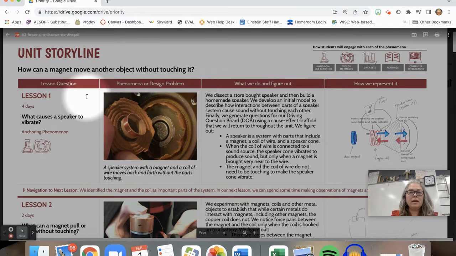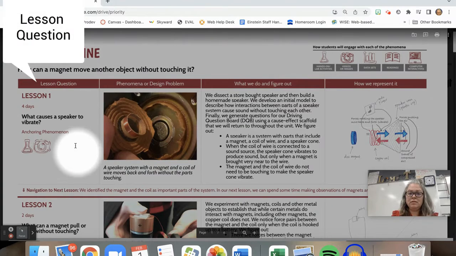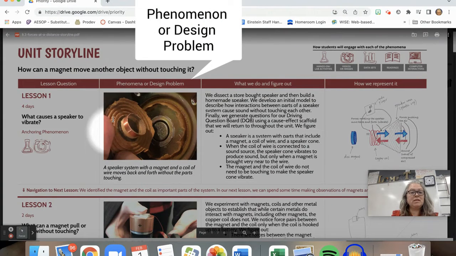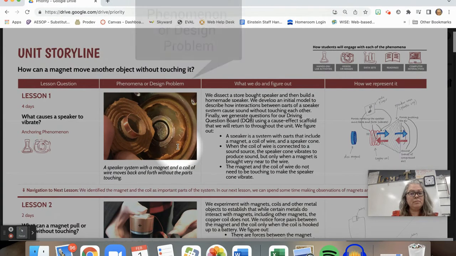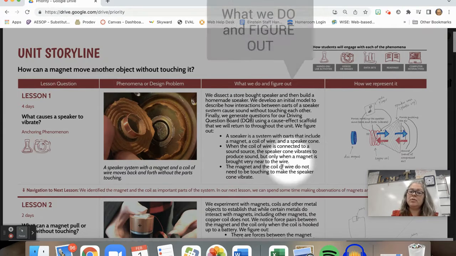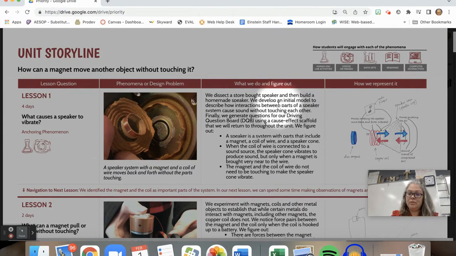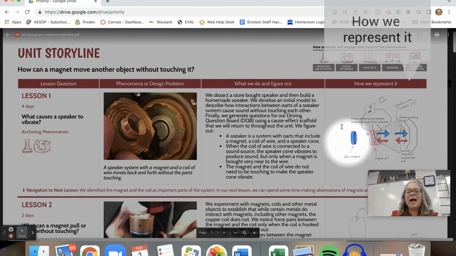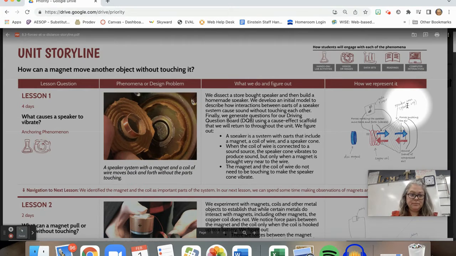And for each of the lessons, you will find a column related to the unit question, a column related to the phenomena or design problem, a column related to what we do and figure out, and finally, a column for how we represent it. So let's take a closer look. The unit question actually has more than just the question.